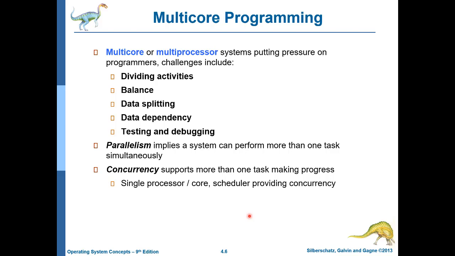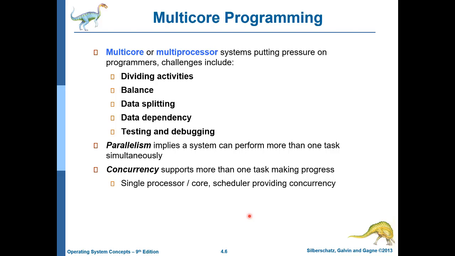Now the two terms, one term is parallelism and the other one is concurrency. Parallelism means that two or more tasks can be done at the same time. How? Because you have two or more CPUs. If you have two CPUs, then each CPU can do some work and they are working at the same time. This is called simultaneously. But concurrency is not necessarily parallelism.